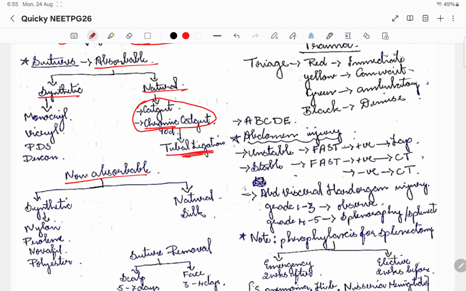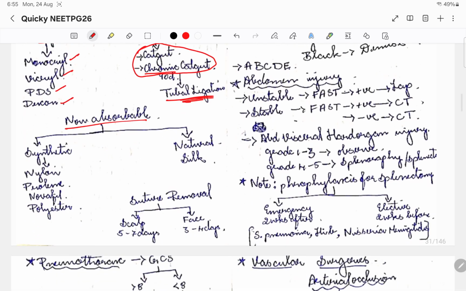Please remember catgut. One of the variants is chromic catgut, which we use for tubal ligation, vasectomy, fallopian tube ligation and all these things. And the main catgut usage was in circumcision, right? So it is a final year practical question, catgut we used to use, right? So remember that. It is absorbable. And coming to absorbable synthetic, it is going to be monocryl, vicryl, PDS, and Dexon. Okay, so remember these names.